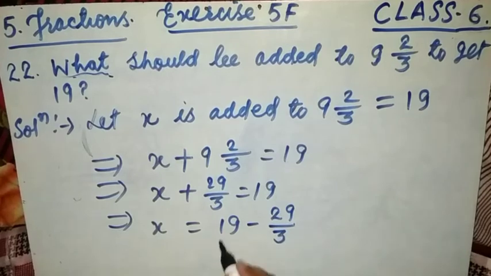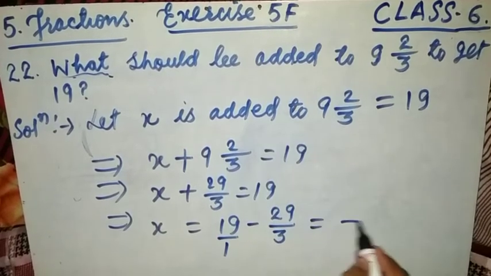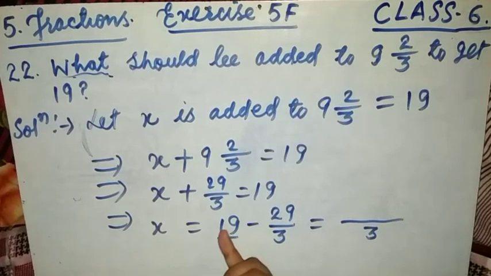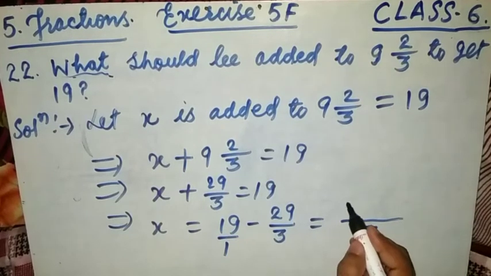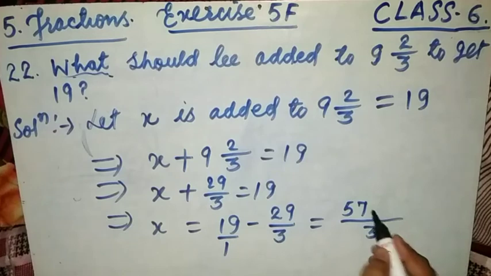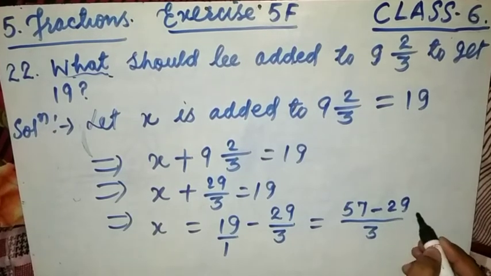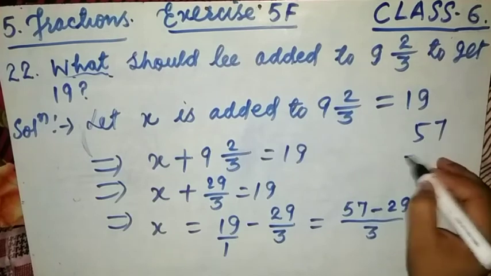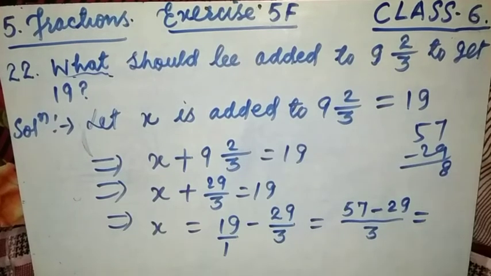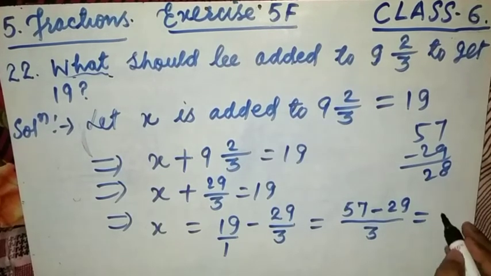Okay, now here is the 1. Now take the LCM of 1 and 3. Here 3 is the LCM. Divide 3 by 1, 3 multiplied by 19, 19 threes are 57. Here is the minus, 3 divided by 3 is 1, 1 multiplied by 29 is 29. Now subtract: 57 minus 29 is 28.